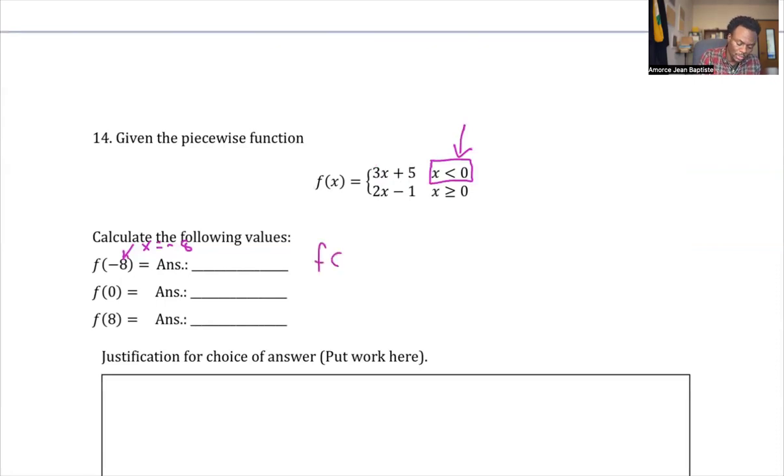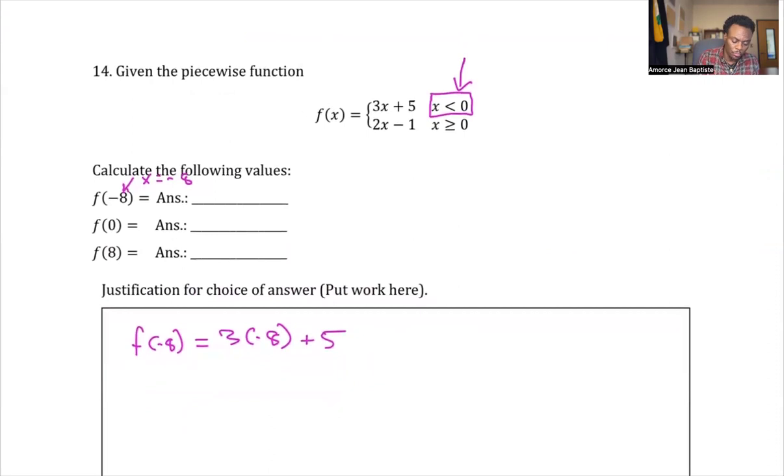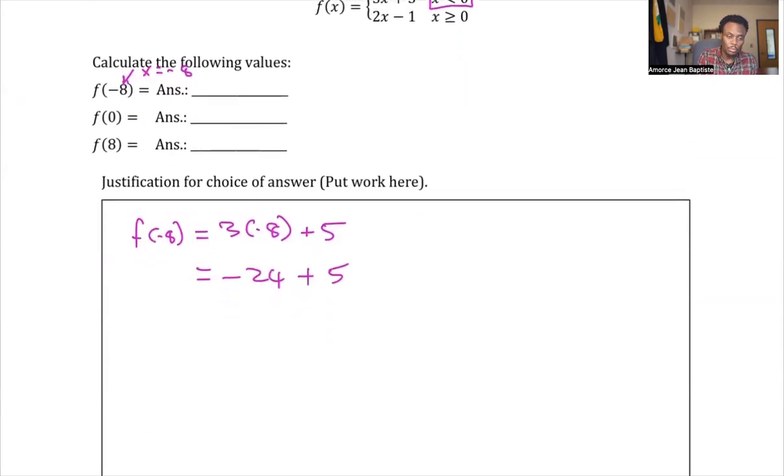So f of -8 would be 3 times -8 plus 5, right? Because that's the interval. -8 is found in the set of real numbers. So that's going to be -24 plus 5, and that's going to be -19.